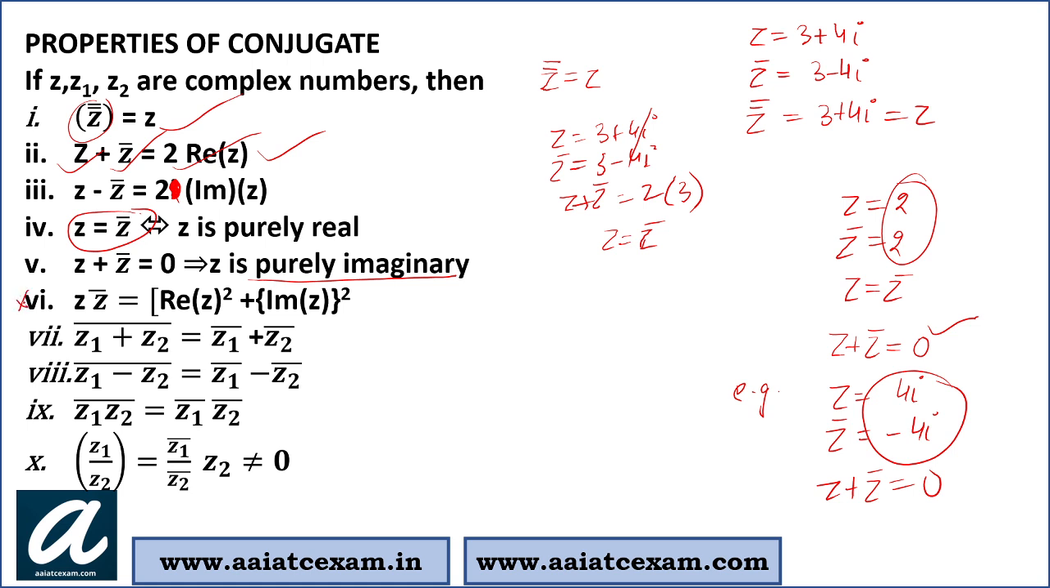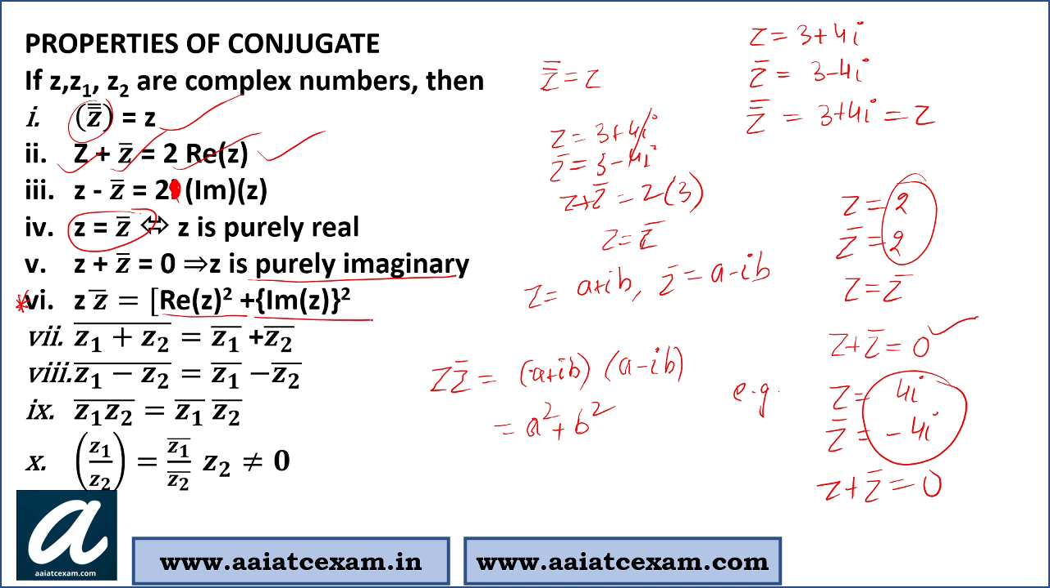Then one of the very important properties is z multiplied with z bar. Consider, students, z equal to a plus iota b and z bar equal to a minus iota b. If I'm multiplying a plus iota b with a minus iota b, this will be equal to a square plus b square, not minus. So this is equal to real part of z square plus imaginary part of z square.